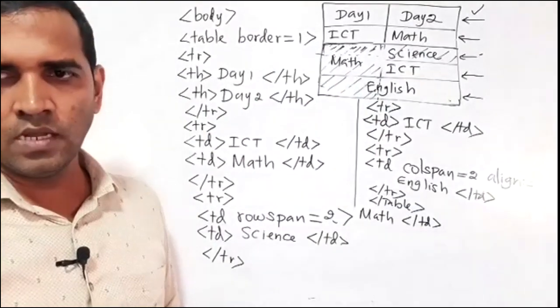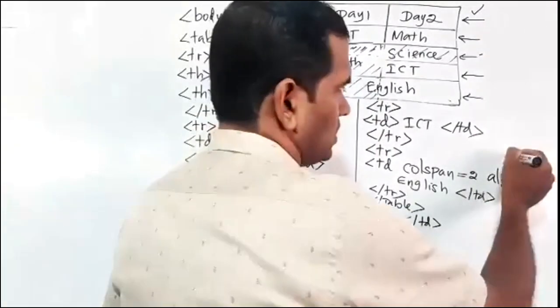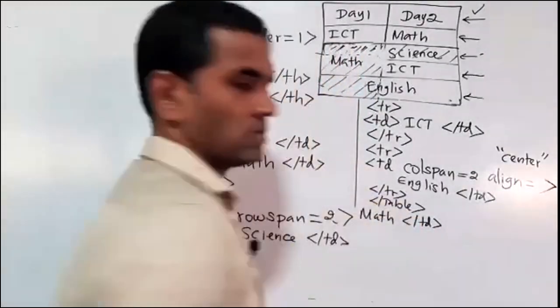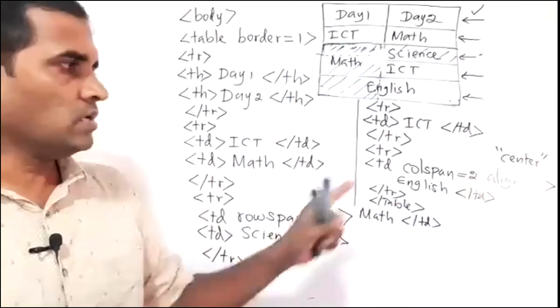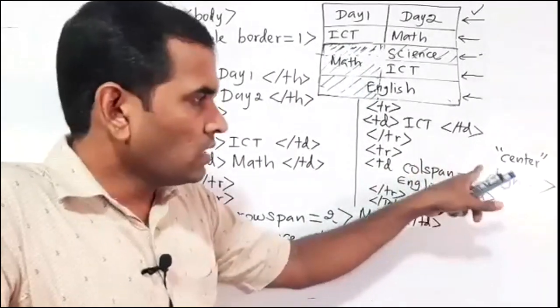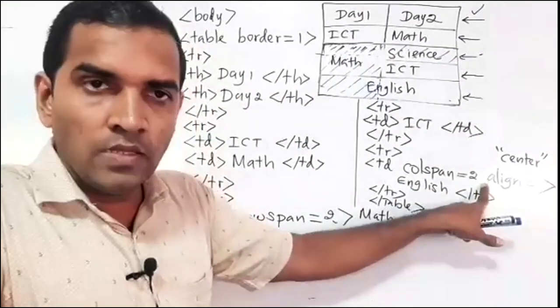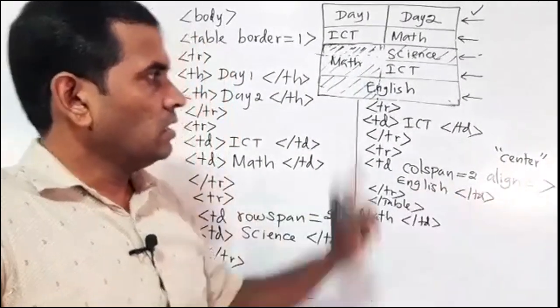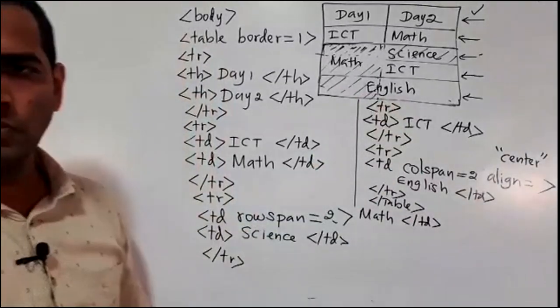Center. Center, right? Equal center, inverted comma, then close the bracket. Okay, I read it out. TD colspan 2. Okay, again a space because I am adding another attribute. So leave a space, align, equal center. Now English is on the center position.